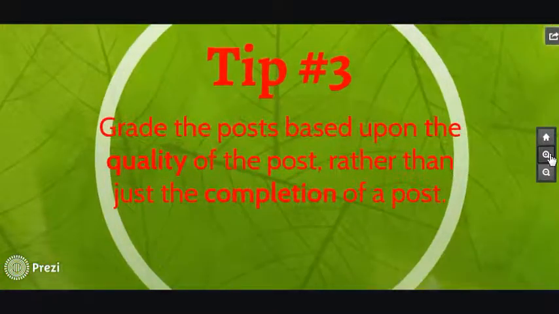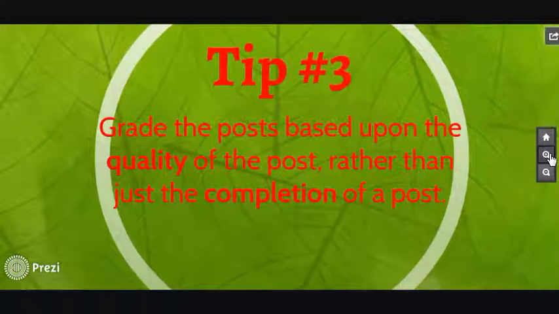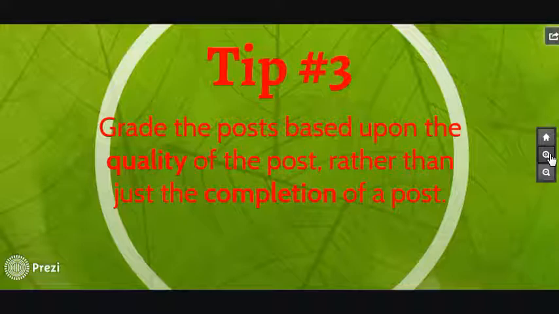Tip number 3, grade the posts based upon the quality of the post rather than the completion of the post. In order to do this, you're going to have to give value to your posts. I make them all worth 10 points. If you have a C post, you get 7 out of 10. A B, 8 out of 10. An A, 9 out of 10. And if you have an exceptional post, you get 10 points. Certainly, when you give this much value to each post, you cannot operate on the traditional 100-point scale. Increase your scales. Make it so that it works.